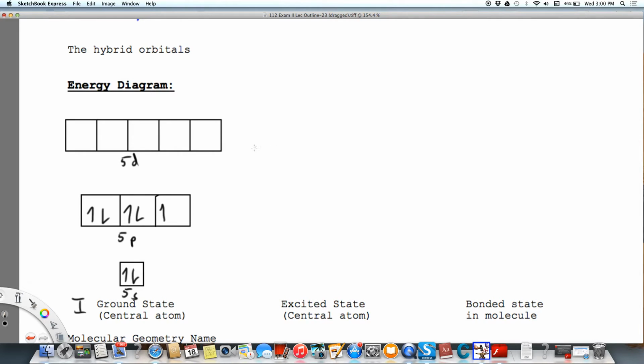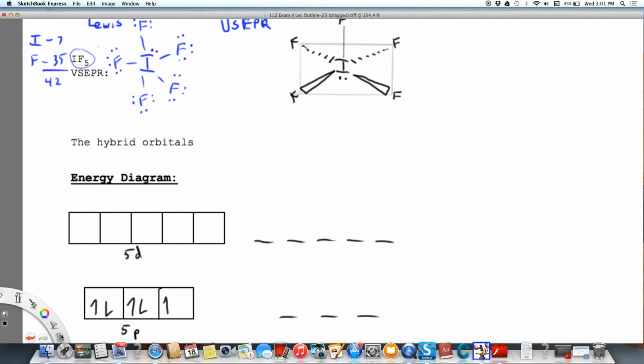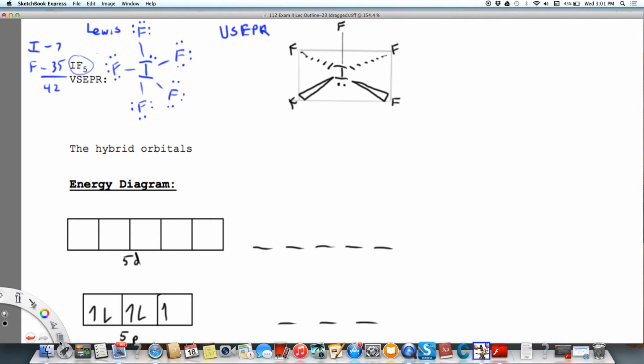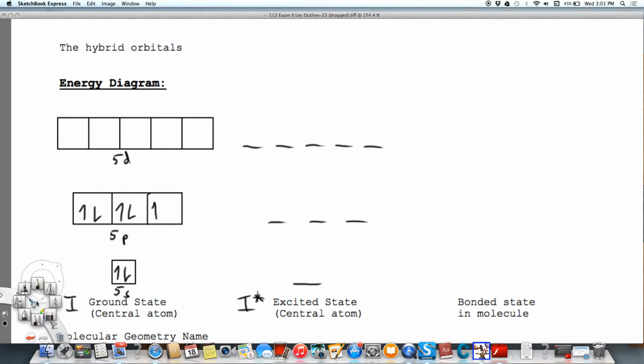Okay, so I'm going to go ahead and draw my 5d here. 1, 2, 3, 4, 5. My p's, these are going to be on the same level. And we're going to have iodine. We need to excite it. We need to promote some electrons. Now, if you look at our bonding scheme, we have a lone pair and 5 open spaces to bond. So not all of these are going to be promoted. So my 5s electrons are not going to be promoted, but they will be hybridized because they're part of that shape.